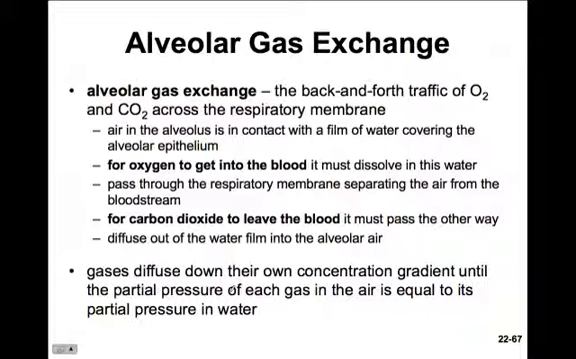Again, gases will diffuse down their own concentration gradient until the partial pressure of each gas in the air is equal to its partial pressure in water. If a gas has a greater partial pressure in water than it does in air, then it diffuses into the air. The smell of chlorine near a swimming pool is evidence of this. If its partial pressure is greater in the air, then it will diffuse into the water. Spend a moment thinking about this. It's important for our understanding of the next section.